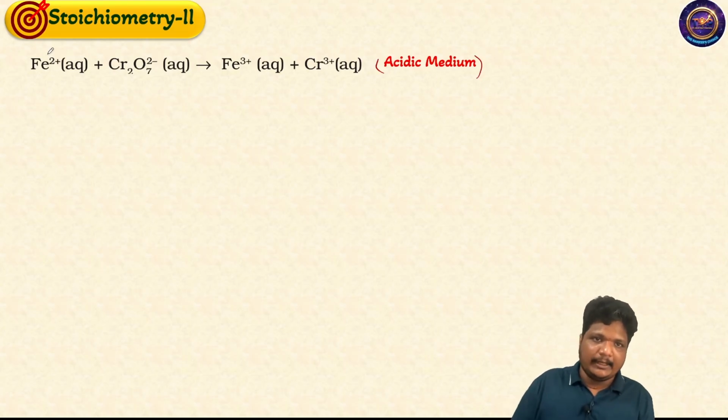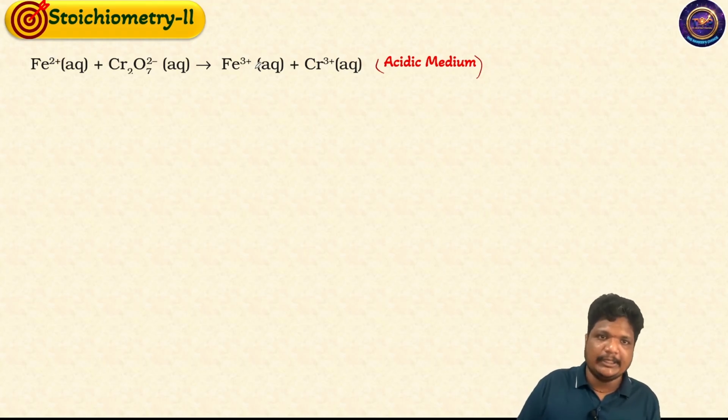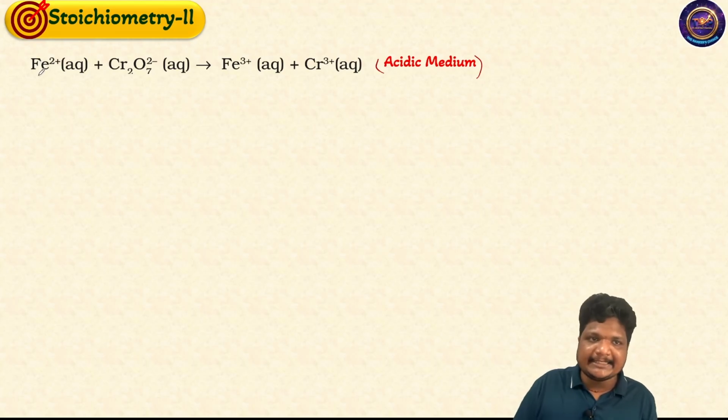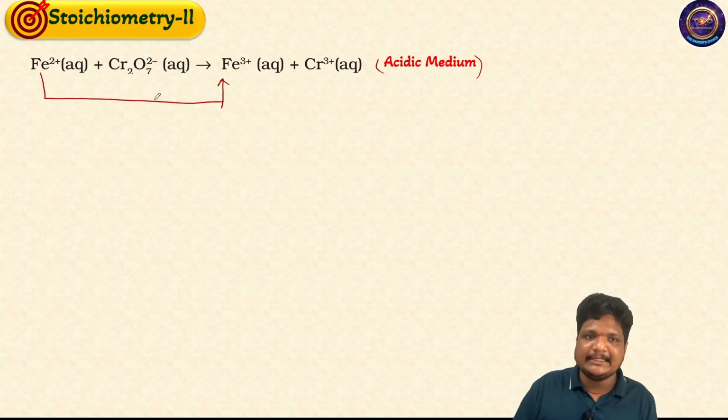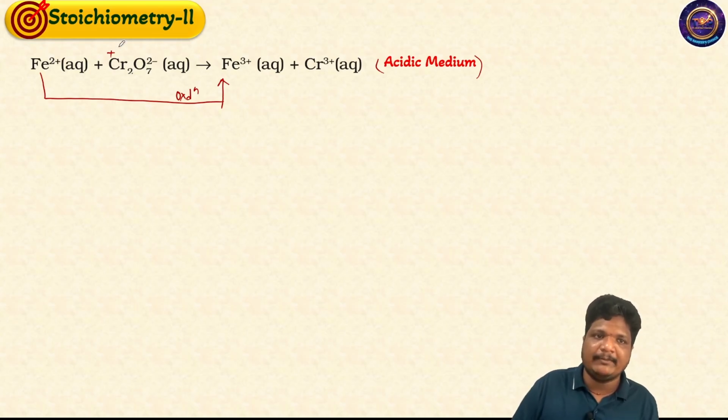If you observe this reaction, here Fe2+ is converted into Fe3+, so there is an increase in oxidation number. So first you have to identify the oxidation reaction and the reduction reaction. Here Fe2+ is converted into Fe3+, which means it is the oxidation reaction. The second one is Cr2O7 2-. In this, chromium has +6 oxidation state.